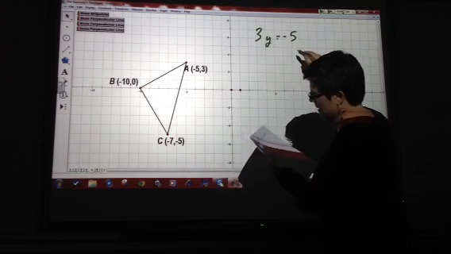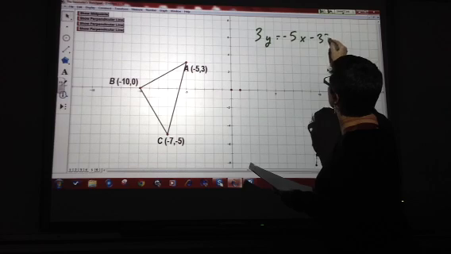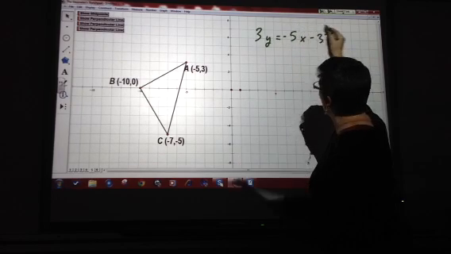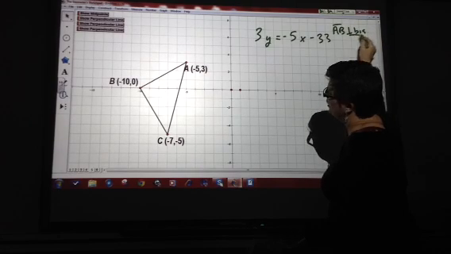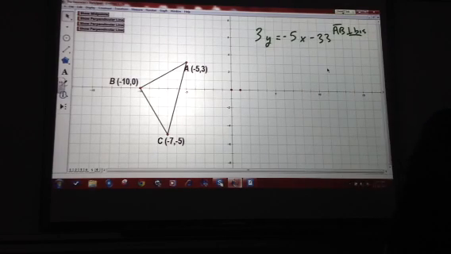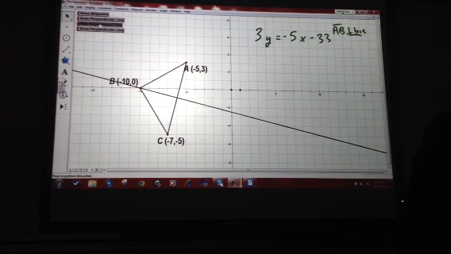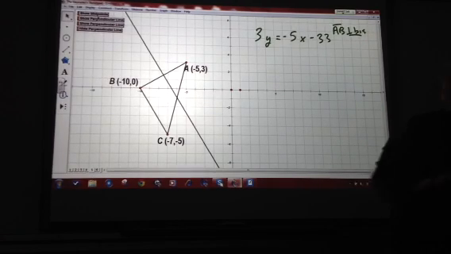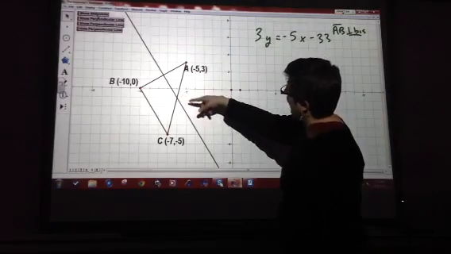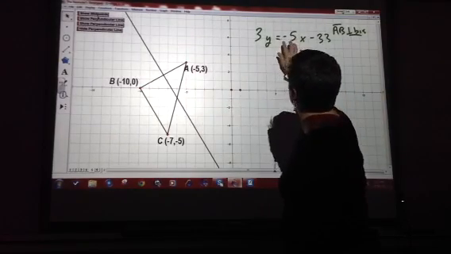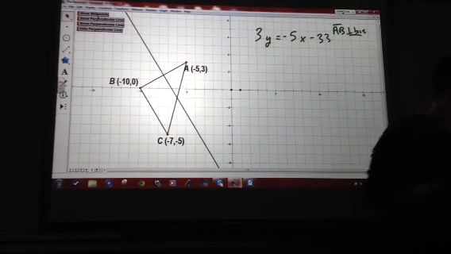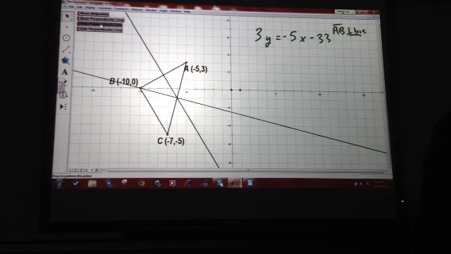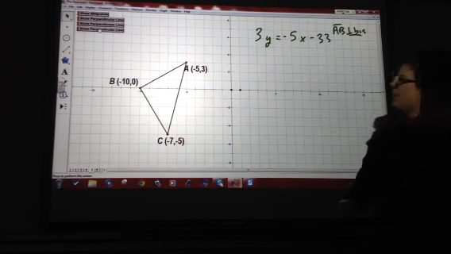So I have 3y equals minus 5x minus 33, and that is the equation of segment AB's perpendicular bisector. So if we were to look at the perpendicular bisector, let's see which one I made. This is the perpendicular bisector of segment AB, and that line has equation 3y equals minus 5x minus 33. So we just have to decide which other equation we want to focus in on.